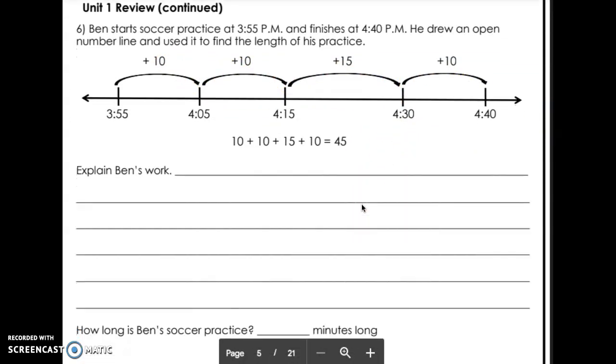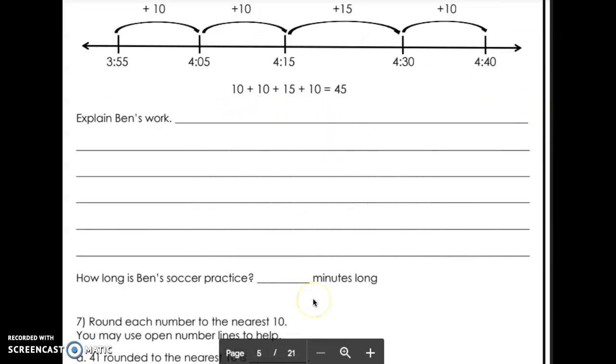All you have to do is tell, what did he do? Explain what he did. So you're going to say, okay, what did he start with? He drew a line. That's what you're going to write. He drew a line and he started at 3:55 and he ended at 4:40. Then he jumped 10 minutes to 4:05. Then he jumped 10 minutes to 4:15. Then he jumped 15 minutes to 4:30. And then he jumped 10 minutes to 4:40. Then he added all that up and got his answer.